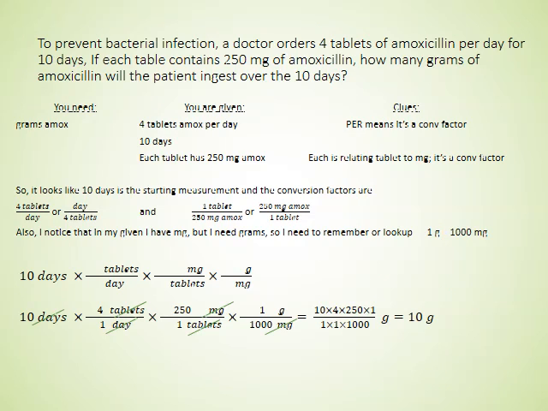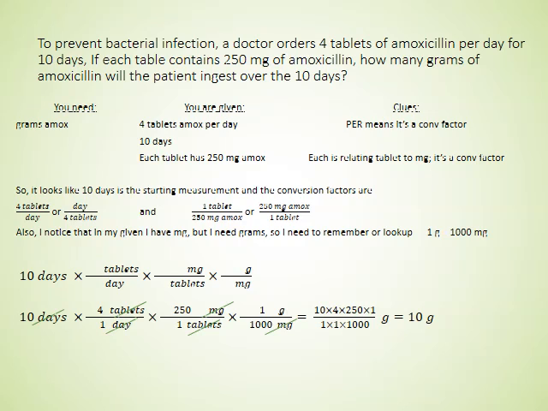Here's one that looks more like an actual dosing question. To prevent bacterial infection, a doctor orders 4 tablets of amoxicillin per day for 10 days. If each tablet contains 250 milligrams of amoxicillin, how many grams of amoxicillin will the patient ingest over the 10 days? So we need grams of amoxicillin.